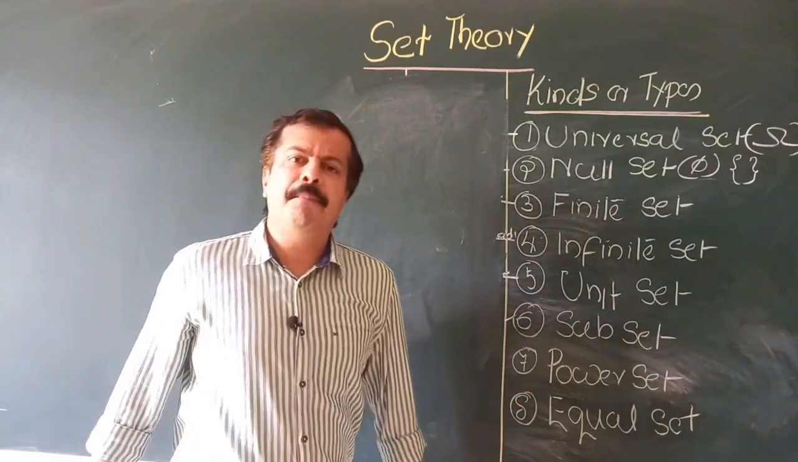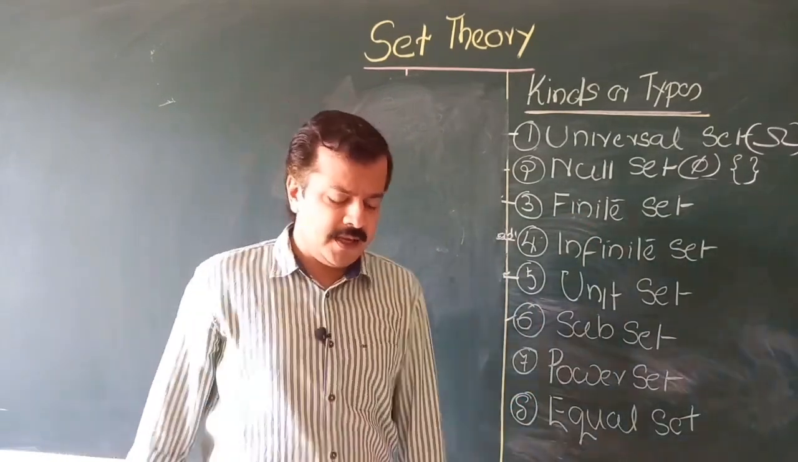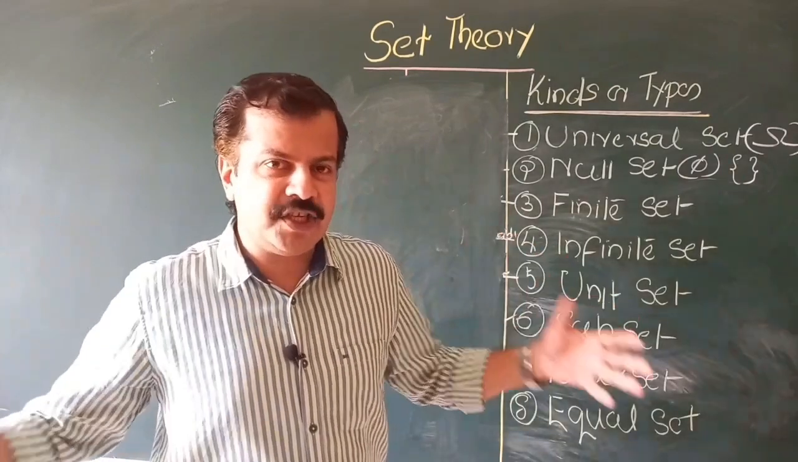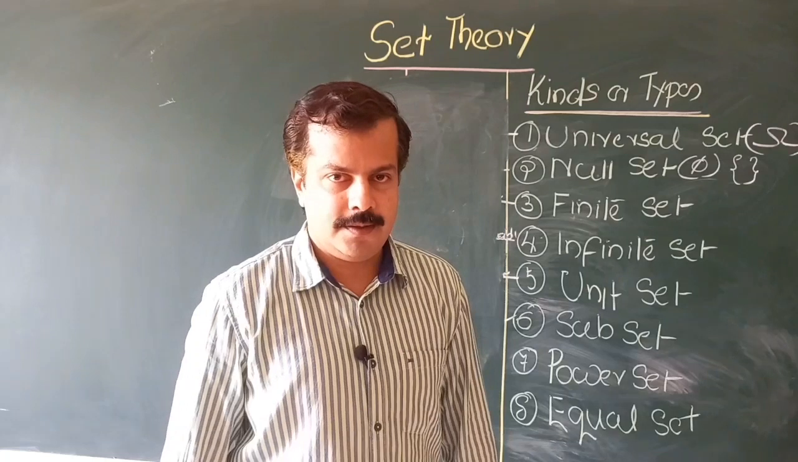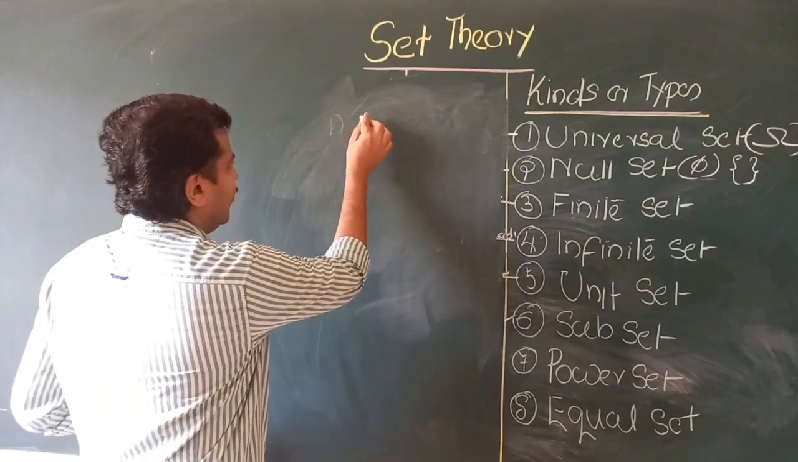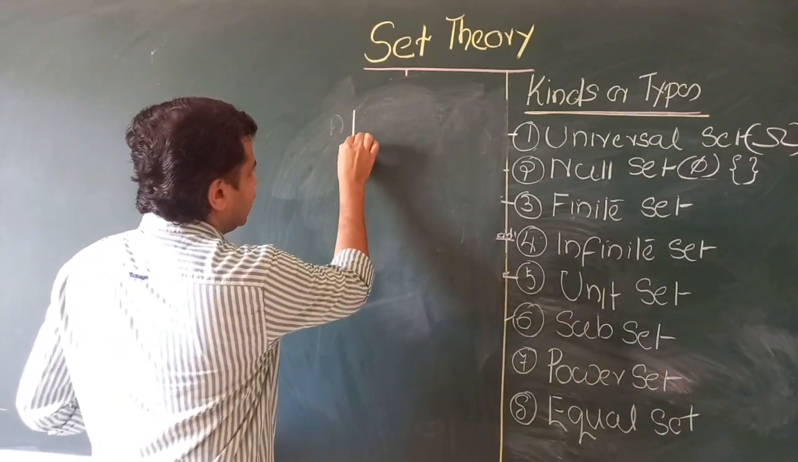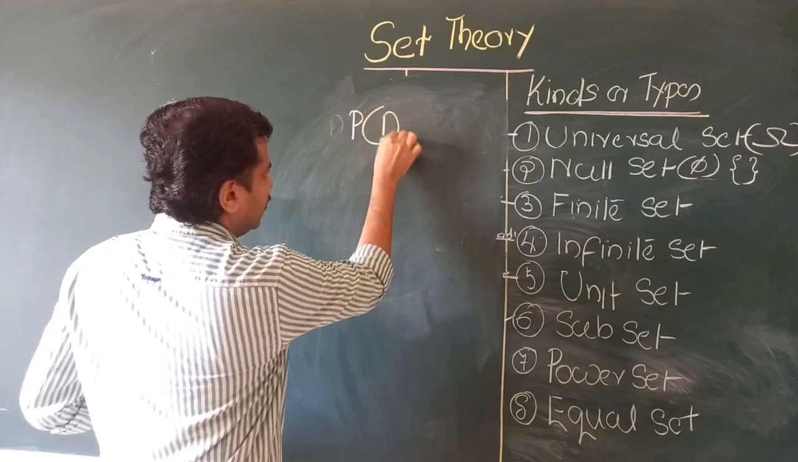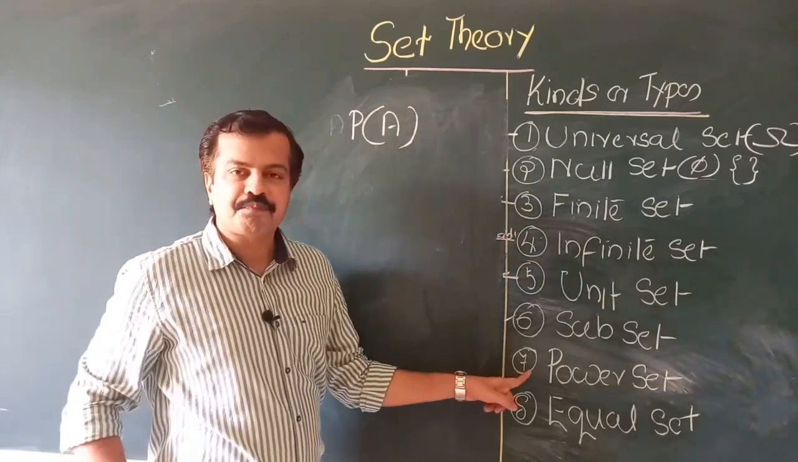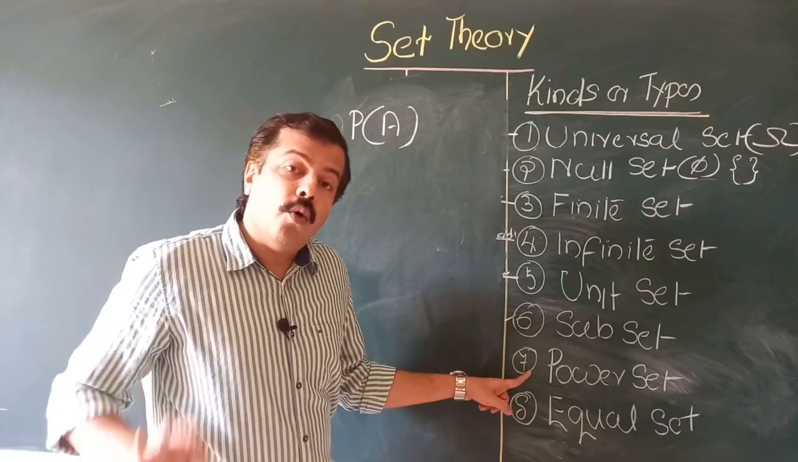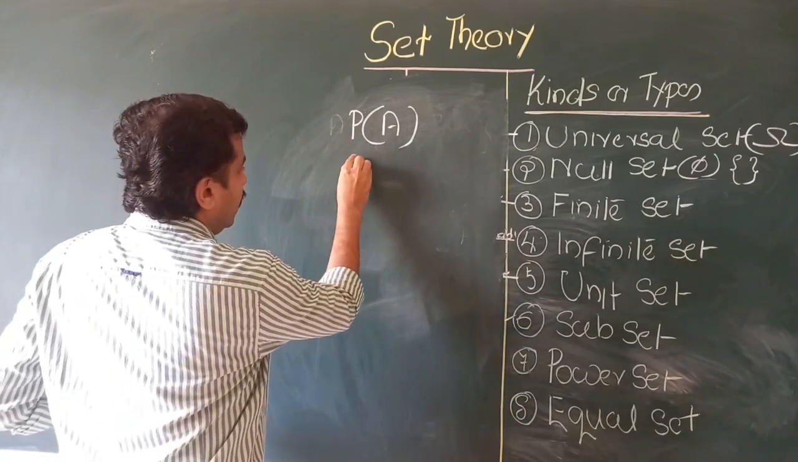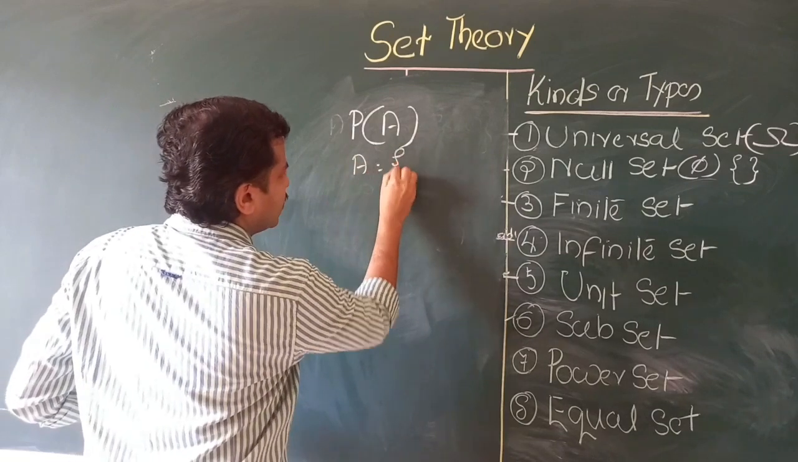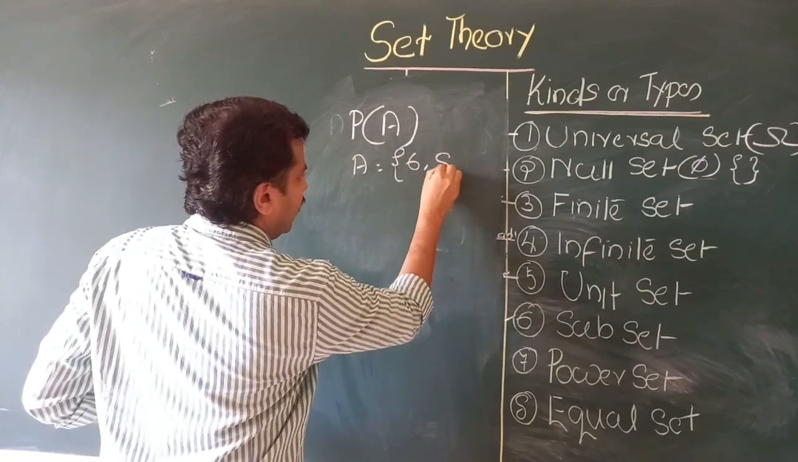Now we have a power set. What is a power set? The power set of a set consists of all the subsets of that set. For example, the power set of set A is written like this. The power set of set A consists of all the subsets of A. Let me put it like this. For example, A equals, what was our number? 6, 8, 10.